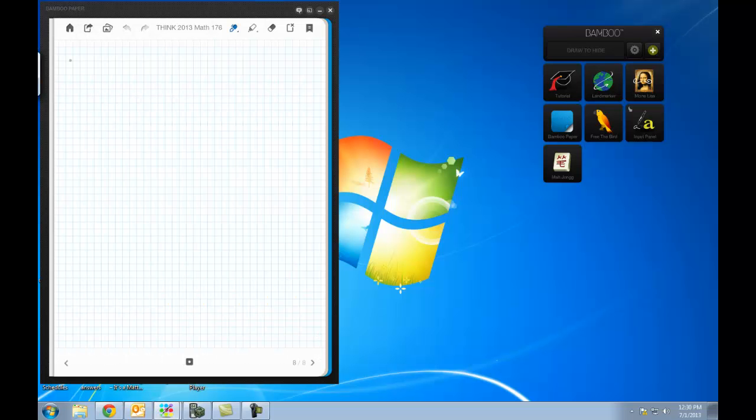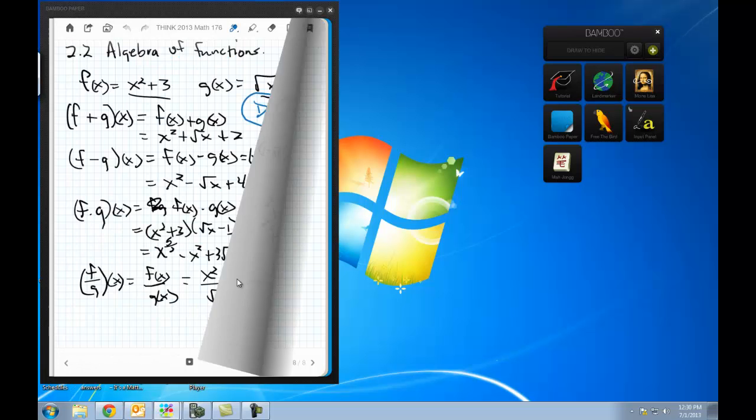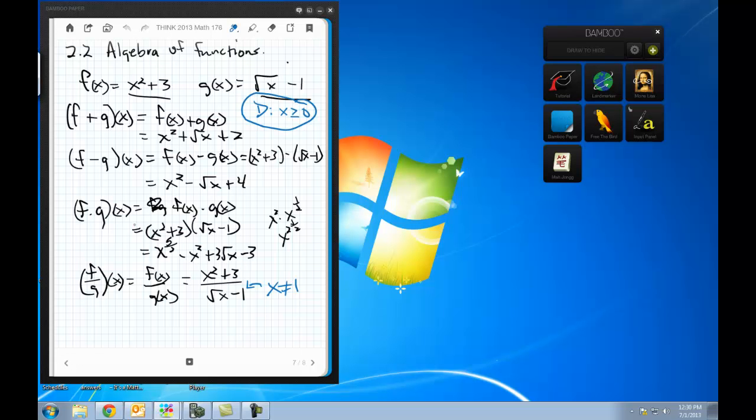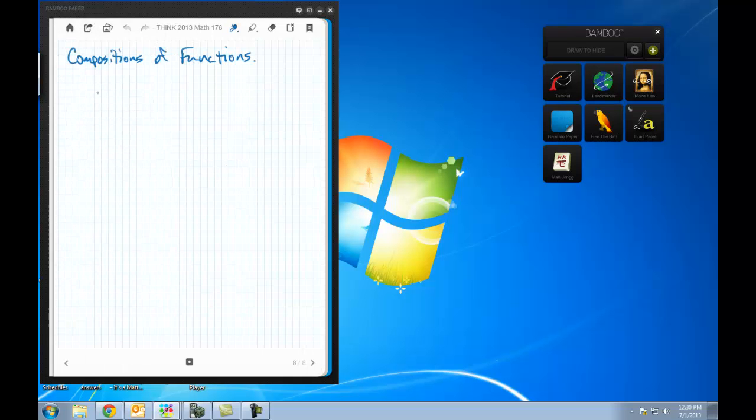Those are really important. We'll talk about compositions of functions. We've got addition, subtraction, multiplication, and division, just like we would think about with real numbers. But what happens if, what did I have? f of x was x squared plus 3, right? And g of x was root x minus 1.